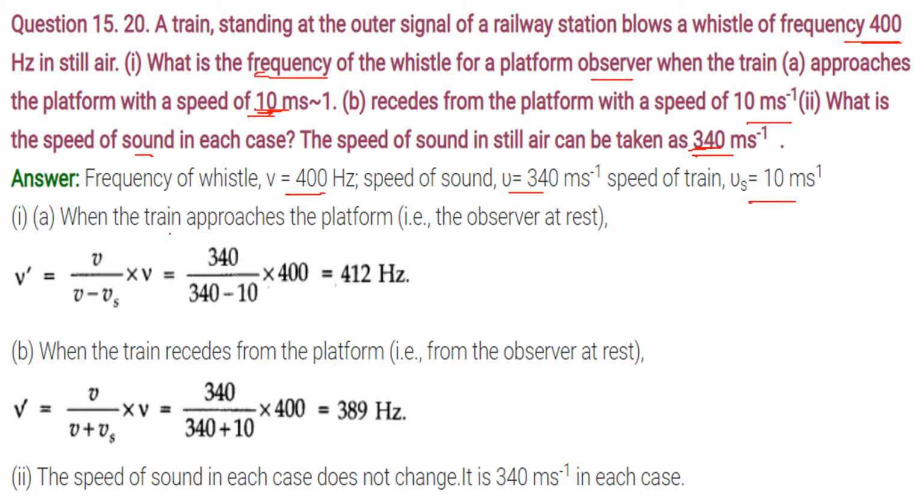So when the train is approaching the platform, that means the observer is at rest. We know the apparent frequency v dash will be v by v minus vs into frequency. All these values are known to us, just put them here. You get 412 Hz. Now when the train recedes from the platform, the observer is at rest, and this gives you v by v plus vs into frequency. All these values are known to us. Put them here, we get 389 Hz.